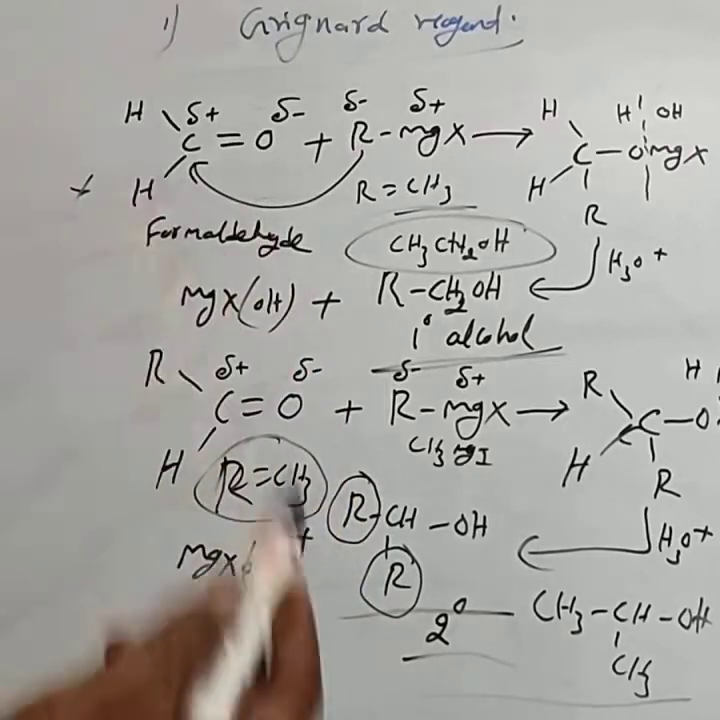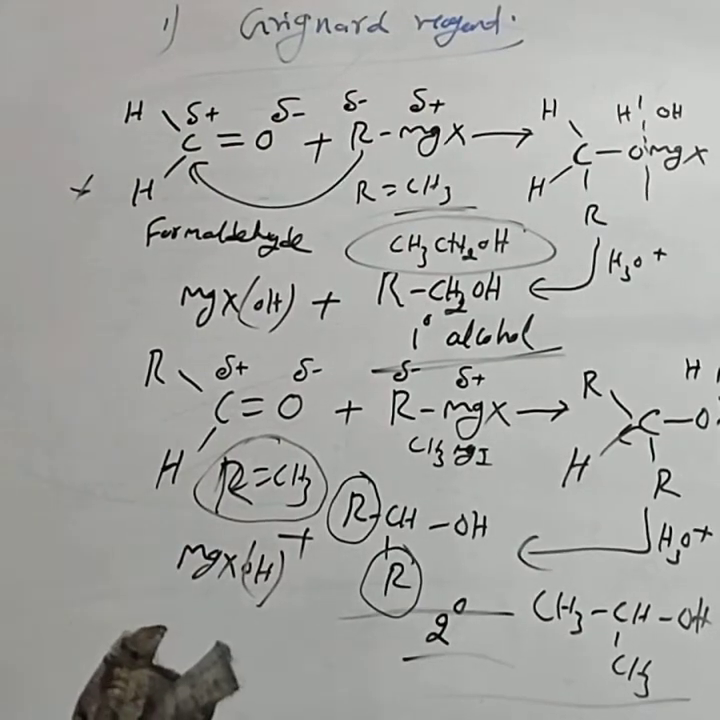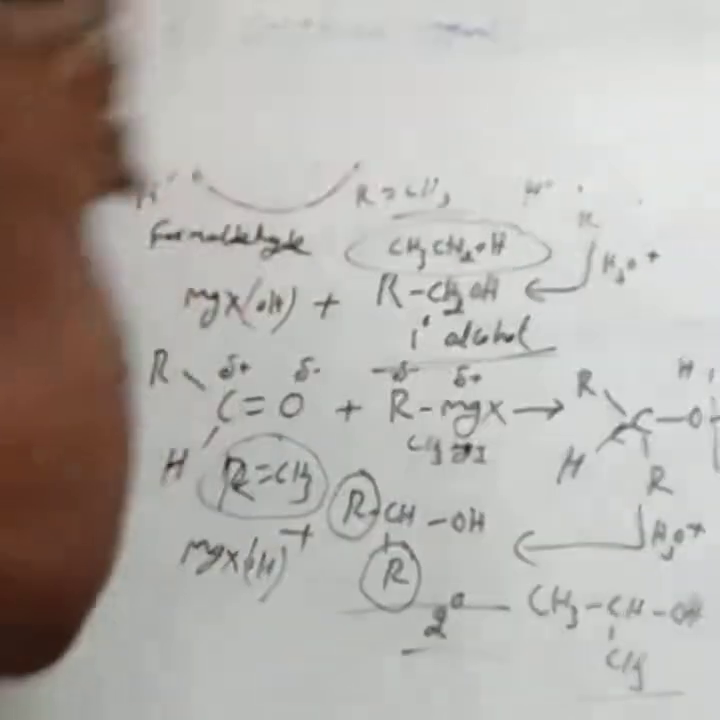Generally, formaldehyde reacts with Grignard reagent followed by acid hydrolysis to form a primary alcohol. Aldehydes other than formaldehyde react with Grignard reagent followed by acid hydrolysis to yield secondary alcohols. In the alcohols chapter we already discussed this reaction with Grignard reagent.